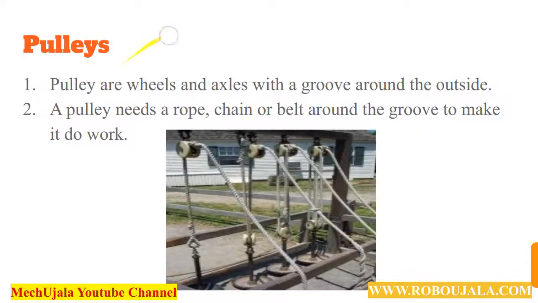Now, what are pulleys? As we know, pulleys are used for changing directions. Pulleys are wheels and axles with a groove around the outside. A pulley needs a rope, chain or belt around the groove to do work. So this one is also a simple machine.